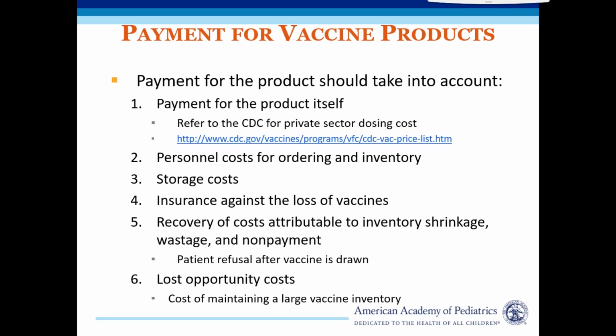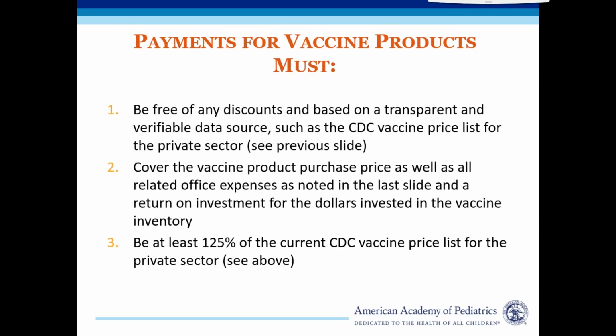The personnel costs for ordering an inventory, your storage costs, insurance against the loss of a vaccine, recovery of costs attributed to inventory shrinkage, wastage, and non-payment. This is where a patient refusal happens after a vaccine is withdrawn, and now you've got to throw it out because you were not able to give it within a certain amount of time. And lost opportunity costs. So the cost of maintaining a very large vaccine inventory, these vaccines are not cheap. So you should be compensated for having to hold on to all of these vaccines.